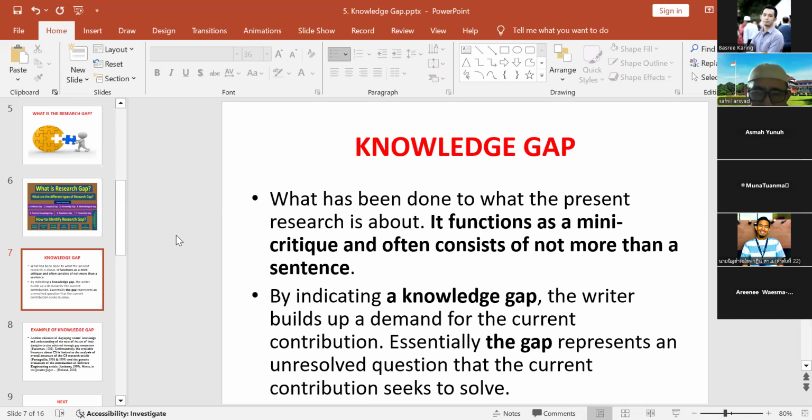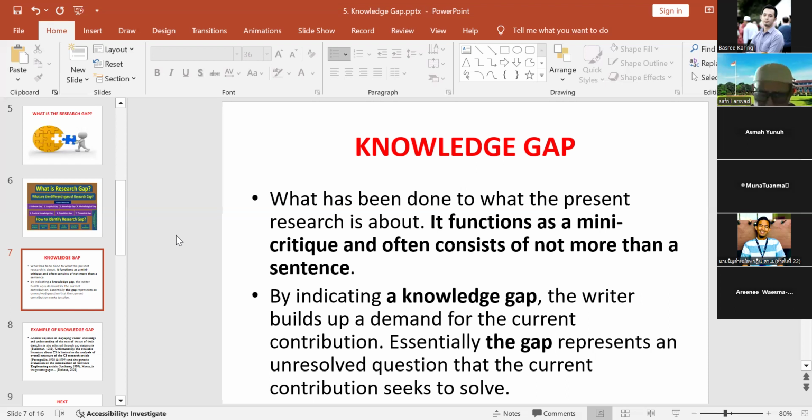Because the knowledge gap sentence is a claim. So whenever we make a claim, we have to justify it. We have to support it with a reference, to make it more acceptable to readers, and more convincing. By indicating a knowledge gap, the writer builds up a demand, a need for the current contribution. Essentially, the gap represents an unresolved question that the current contribution seeks to solve.